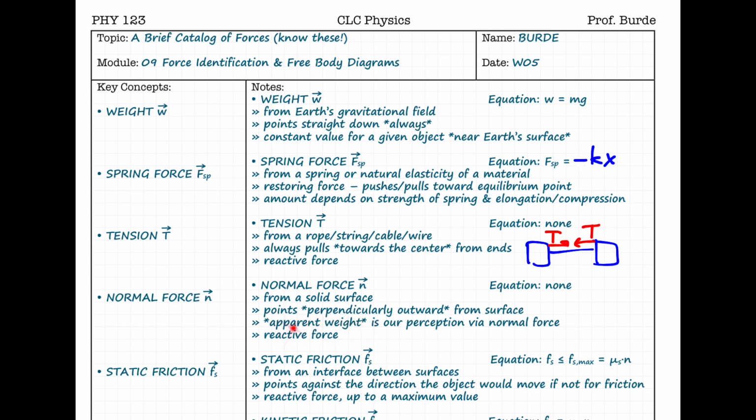The apparent weight is our perception of our weight, and our apparent weight is found by the normal force. When you feel your weight, you really feel the normal force of the ground pushing on your feet. You don't feel your own actual weight.